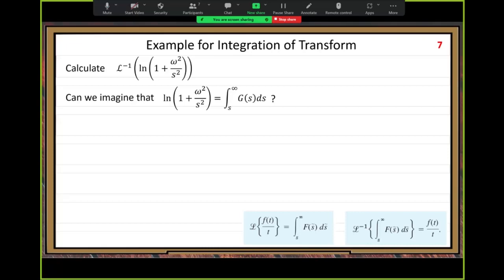Because if you know capital G, can you calculate little g by its inverse Laplace transform? After you get this little g divided by t, you get the answer, right? That's the way we apply this formula. So we want to find capital G first. How to find capital G here? Do you have an idea how to find capital G?